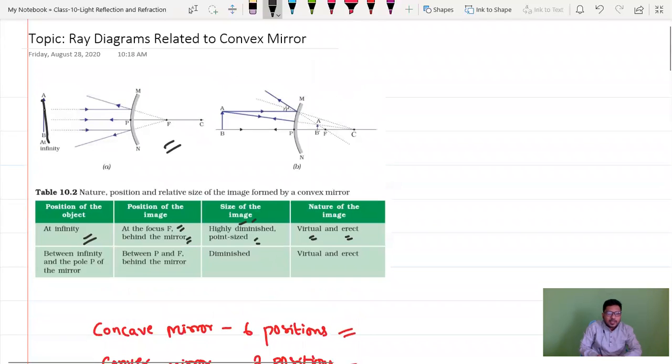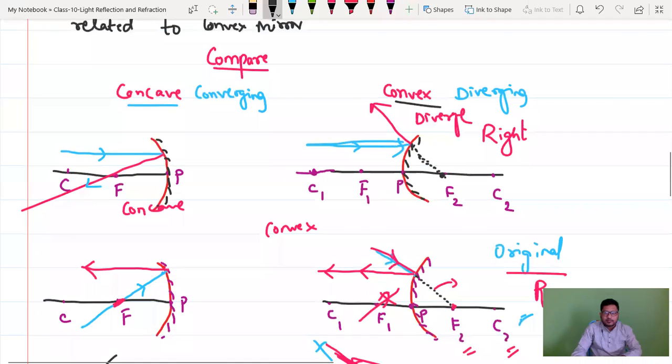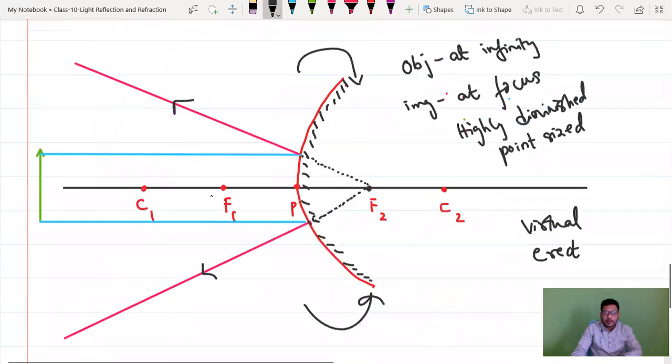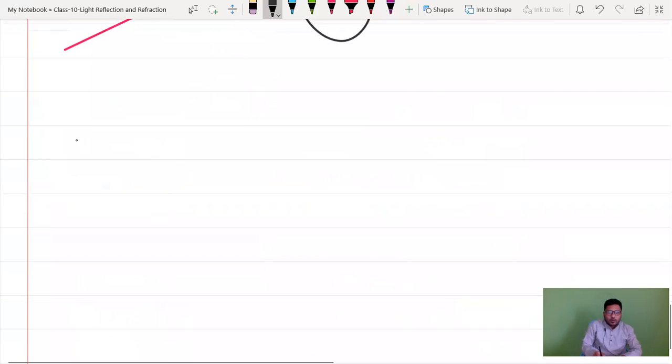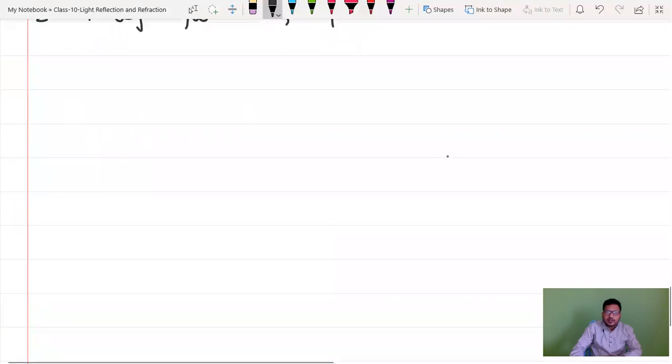When the object is placed at infinity, all light rays will pass and touch the mirror, and all light rays will diverge, but the imaginary lines will meet at the focus. Fine. Okay, we'll see the second one. What is the second position? When the object is placed between infinity and pole P. Let us draw the diagram.